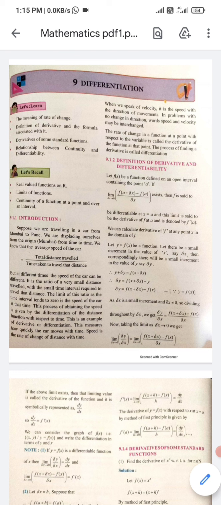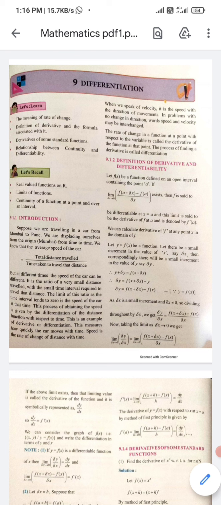The h's get cancelled. Limit h tends to 0, nC1 x raised to n minus 1 plus nC2 x raised to n minus 2 h plus nC3 x raised to n minus 3 h square plus and so on plus h raised to n minus 1. As h tends to 0, h is not equal to 0. So if f of x is equal to x raised to n, f dash x is equal to n into x raised to n minus 1.